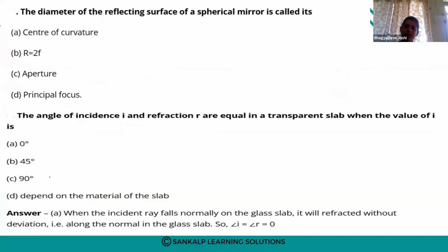Next one. The diameter of the reflecting surface of a spherical mirror is called its aperture. That we call as an aperture. Remember. The angle of incidence i and angle of refraction r are equal in a transparent slab when the value of i is 0. Right? When the incident ray falls normally on the glass slab, it will refract without deviation, that is along the normal in the glass slab. That is, angle i is equal to angle r is 0.